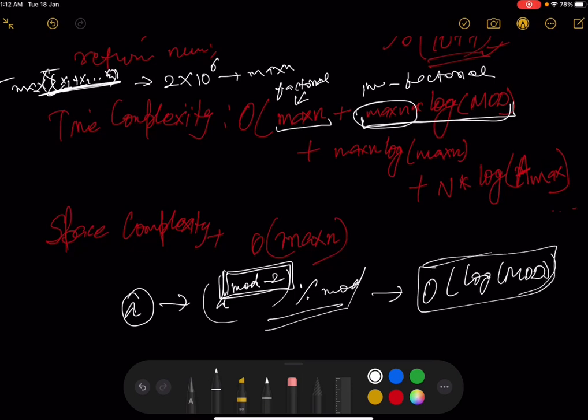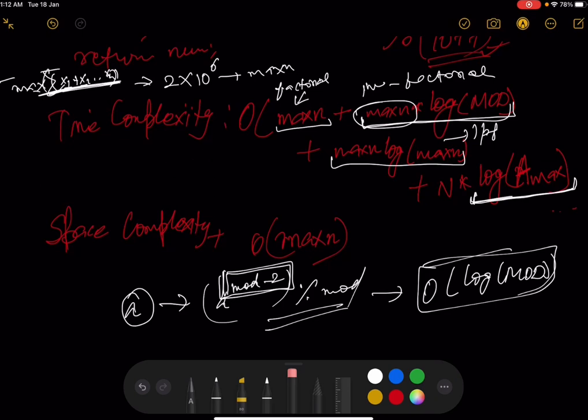So calculating it for maxn numbers will require maxn into log of mod time, plus maxn into log of maxn. This is for calculating the LPF, the lowest prime factor, of all the numbers. Since there are 2 into 10 to the power 6 numbers, it will require maxn into log of that number. And then we go through all the numbers and prime factorize them. A number can have at most log of a of max occurrences of a prime number p, and if you factorize all the n numbers, that will require n into log of a of max.